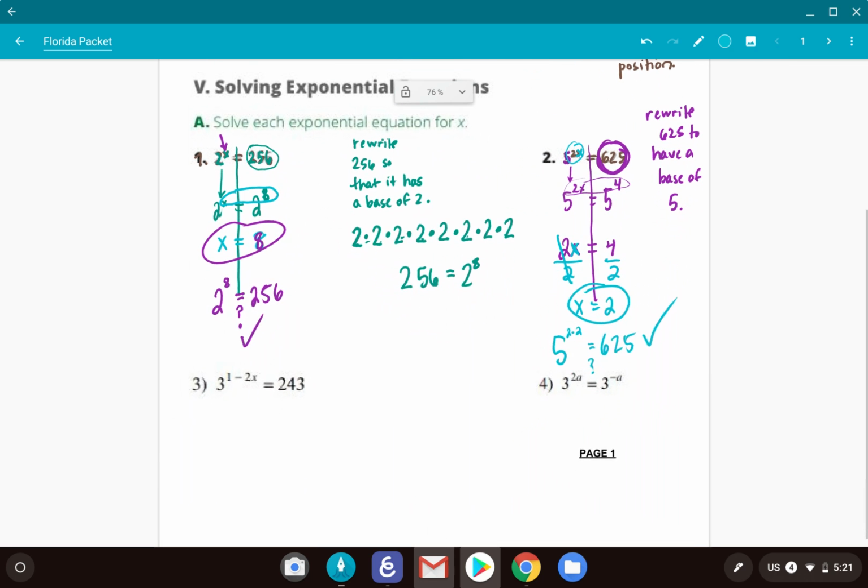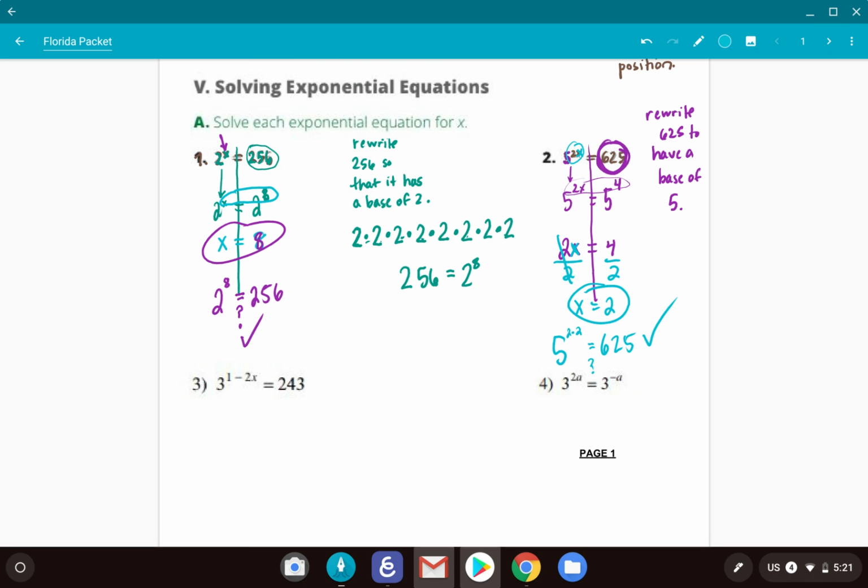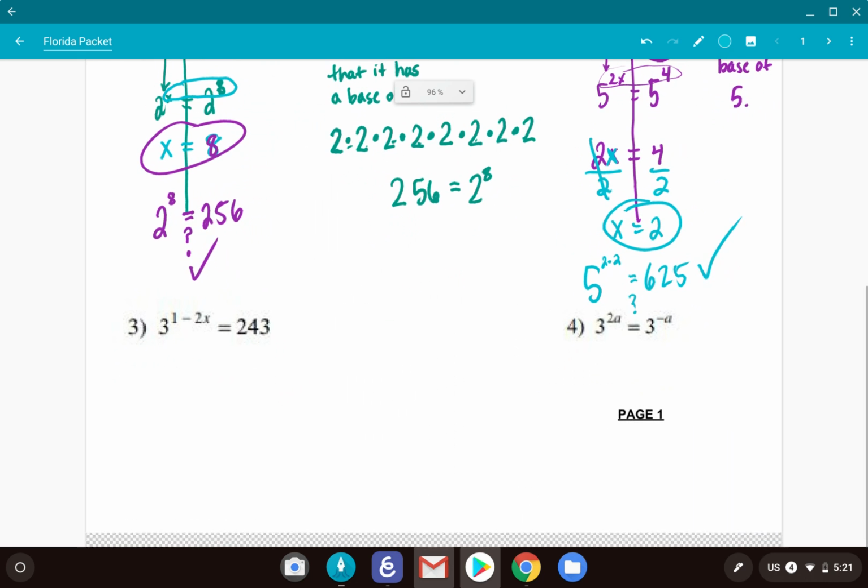And I'm going to go ahead and add a page here so that I can get a little bit more space for number 3 and 4. So, let's see, it looks like it's not going to let me add a page. So I'll try to make it fit.